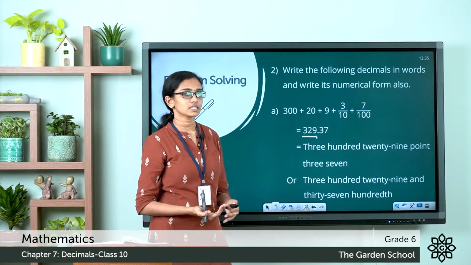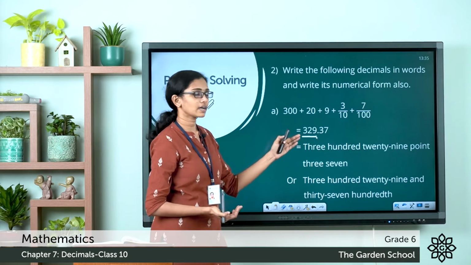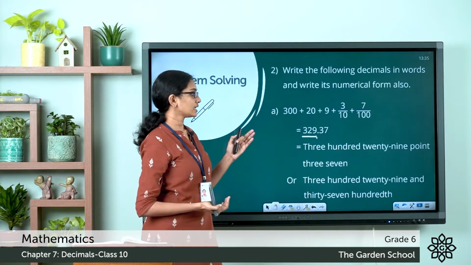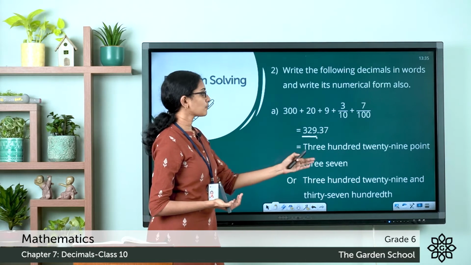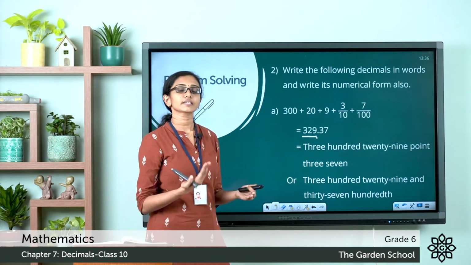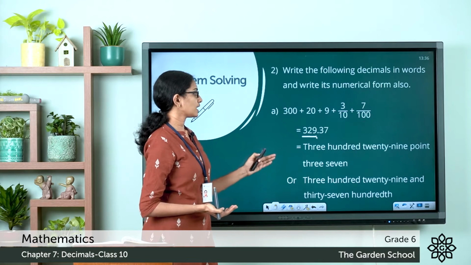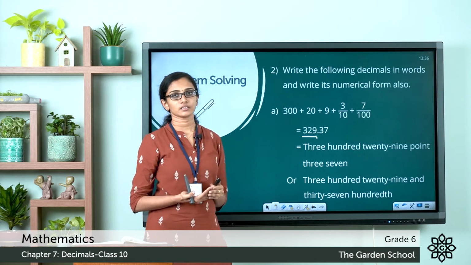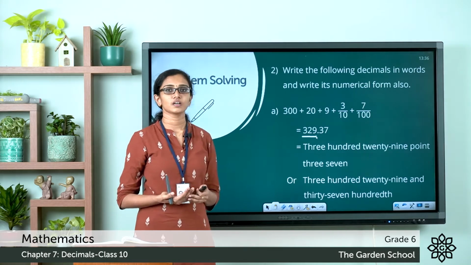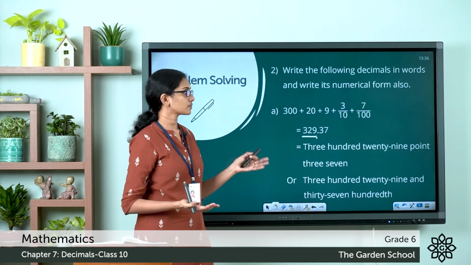So, the digit 7 has to be in the hundredths place. The corresponding decimal number is 329.37, and the number name is 329.37. It can also be written as 329 and 3700. So, both are correct. Do the same for part B of this question.